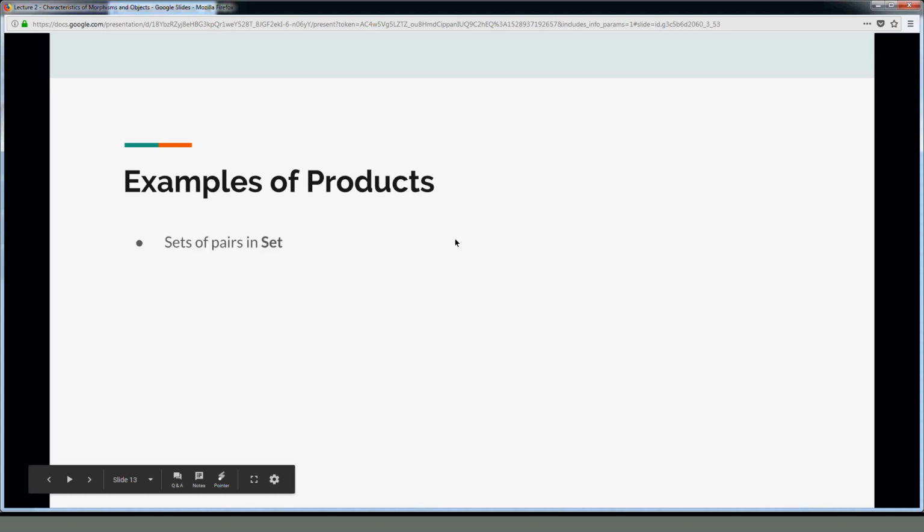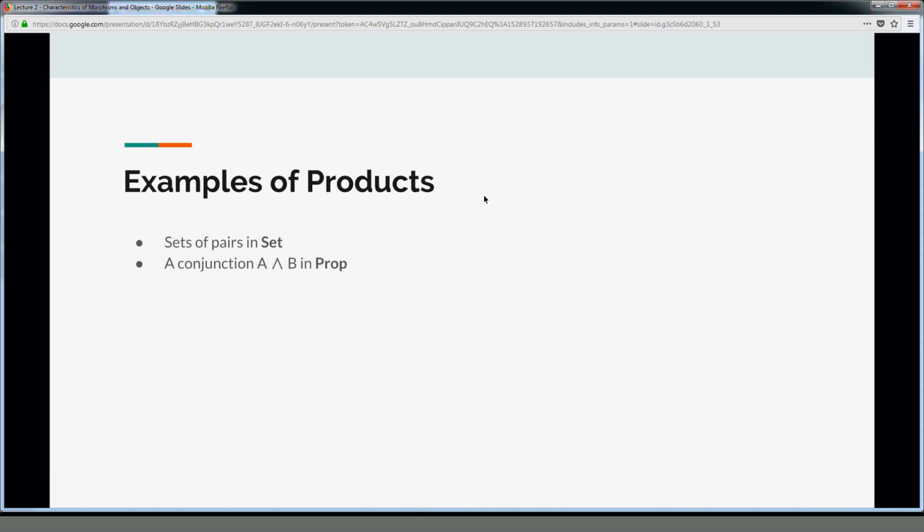All right, so some examples of products would be the set of pairs. We looked at that one already. In prop, it's the conjunction, A and B, because if you have a proof of A from X and a proof of B from X, you can prove from X A and B, right? That's the universal definition.